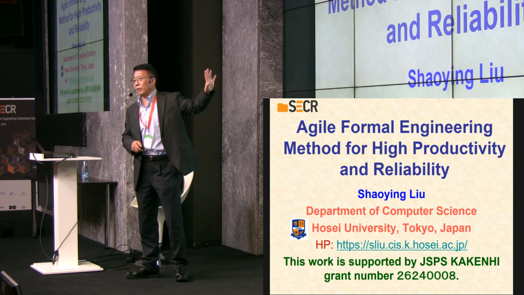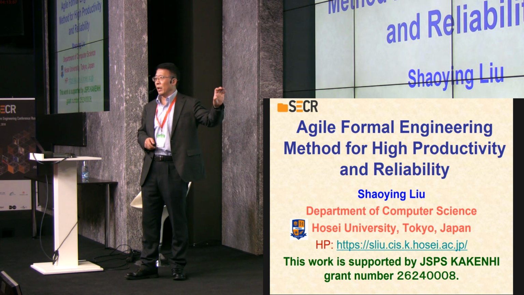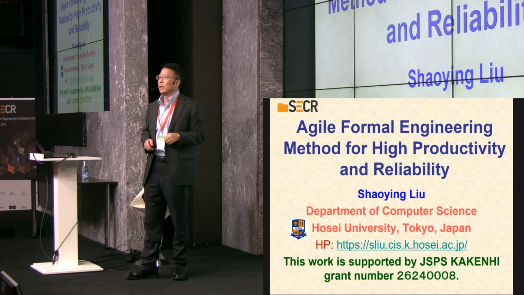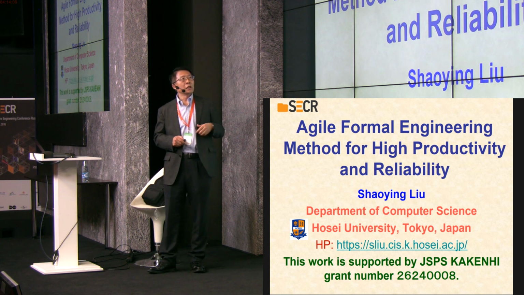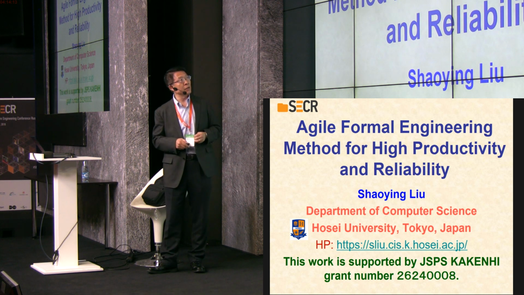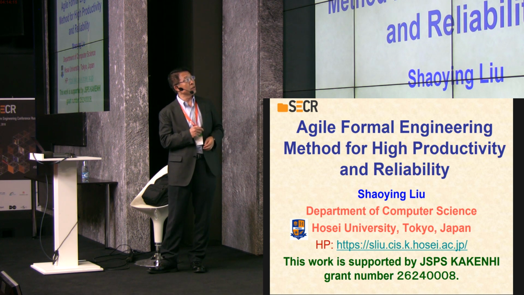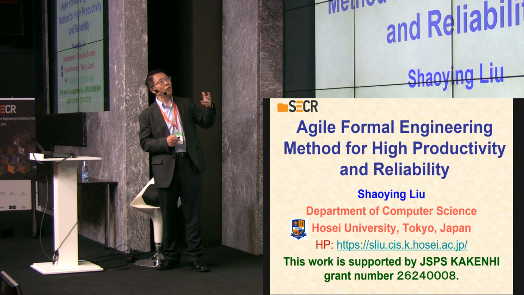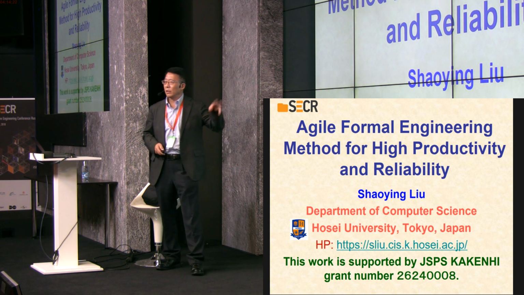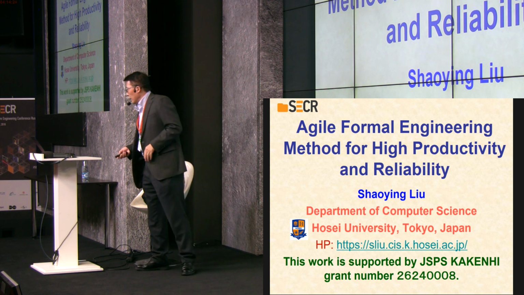the productivity is a major concern of companies and the reliability is the major concern of the users. Both of them are very important, but the challenge is how to enhance the productivity and the reliability. So my proposal is a kind of agile formal engineering method. What do I mean by that?